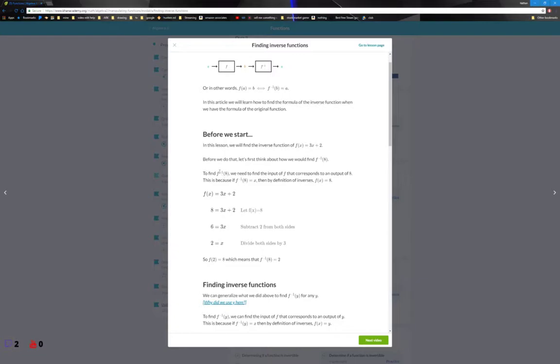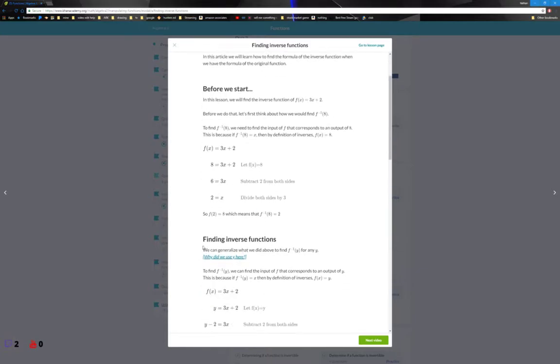To find f inverse of 8, we need to find the input of f that corresponds with an output of 8. This is because if f inverse of 8 equals x, then by definition, f of x equals 8. So let's set f of x to 8. Then we subtract 2. So we have 6 equals 3x, divided by 3. And we have f of 2 equals 8, which means f inverse of 8 equals 2.